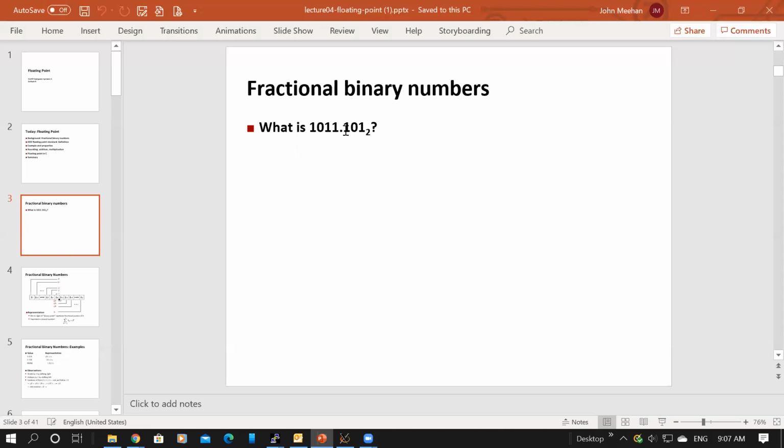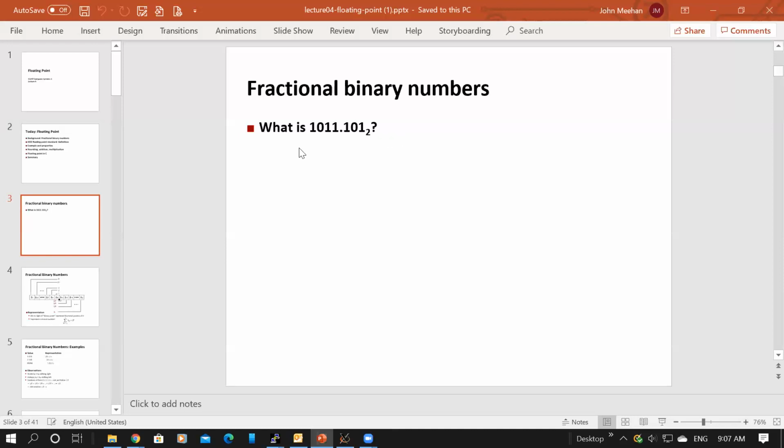This is 2 to the minus 1 or a half, 2 to the minus 2, a fourth, 2 to the minus 3 or an eighth. So it's the same old positional notation that you're accustomed to writing decimal numbers. When you get to the point, you've got the negative exponents for the position weights over here, right?